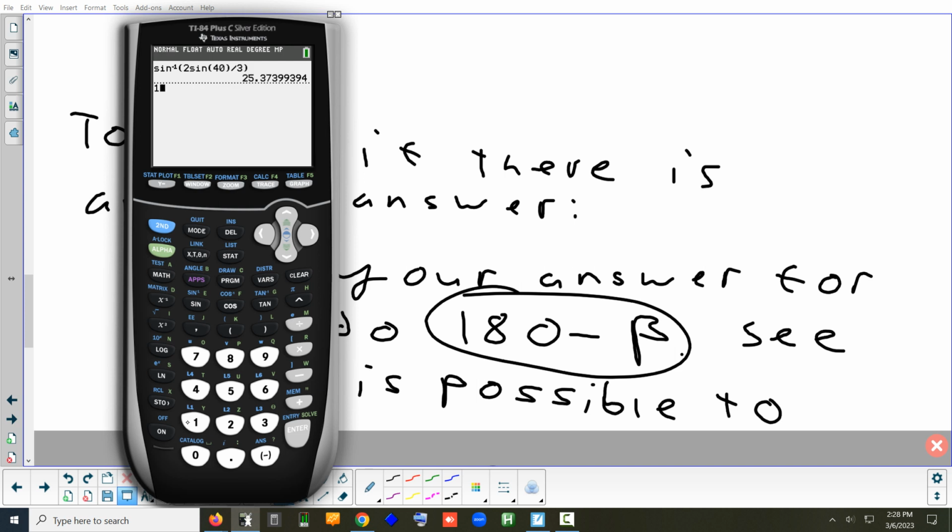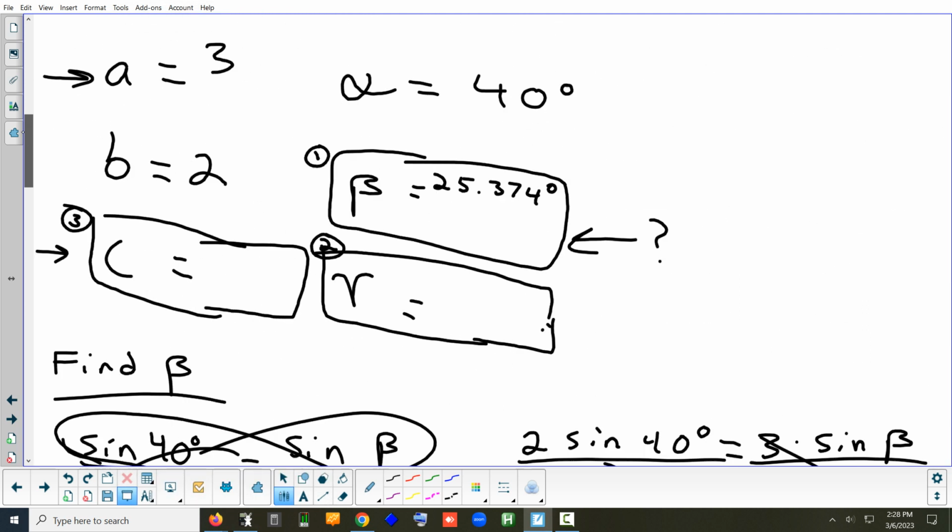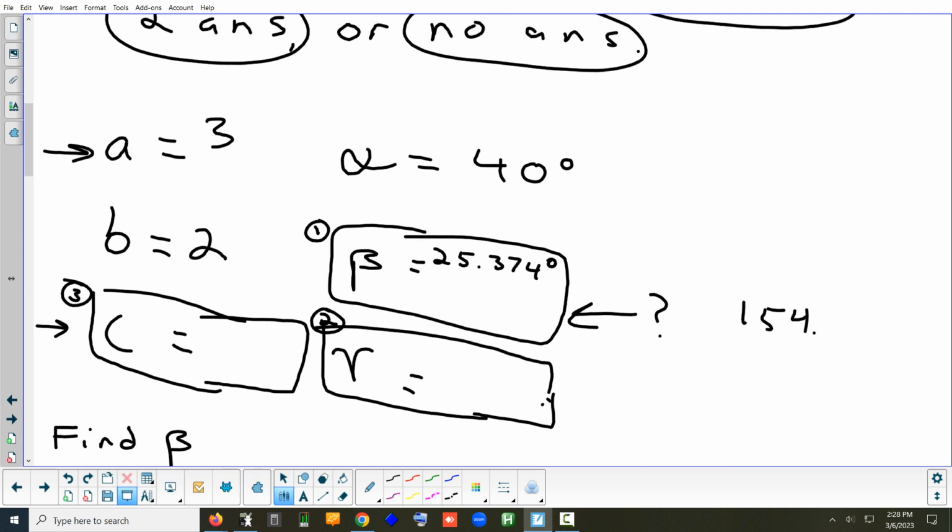So we had 180 minus 25.374. 154.626. If there's another answer to this problem, that's the other answer. Don't write that in the box yet, because we don't know if that angle fits in the triangle. By fits, I mean, is it too big? It might be too big. I'm just going to write it off to the side.